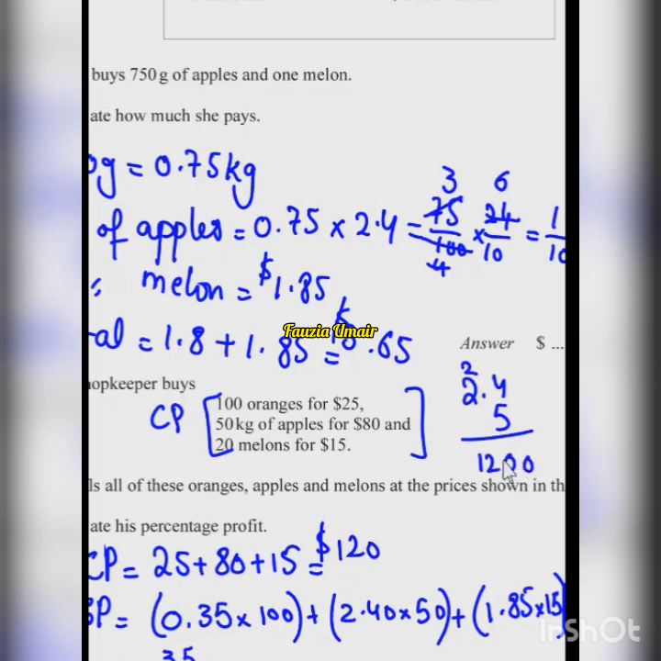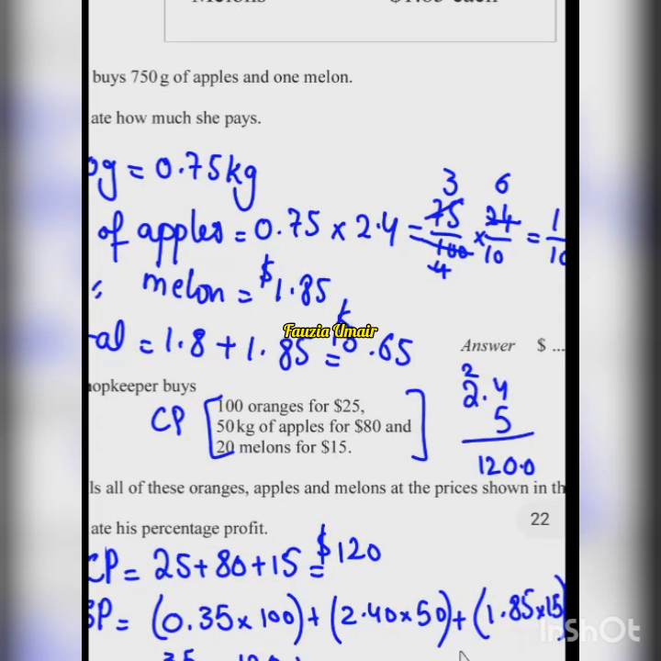So 120. I hope this is a simple calculation for you also. So you can do it here or anywhere. Ma'am, the melons are actually 20. He sells it for $15. Oh, you're right. Thank you for telling me.